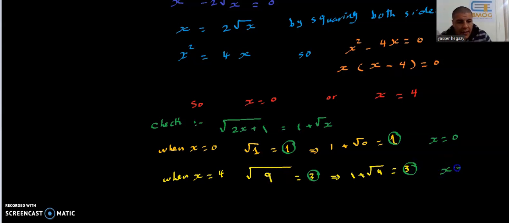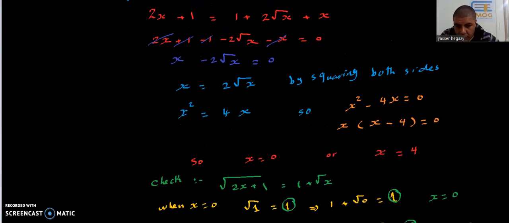So x, substitute the equation, so x equals 3, and then the solution set is equal to the set of 0 and 3. That's it. Here is problem 5. Let's go to Got it 5.